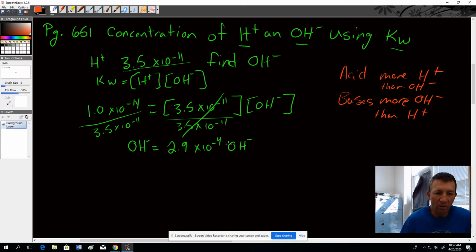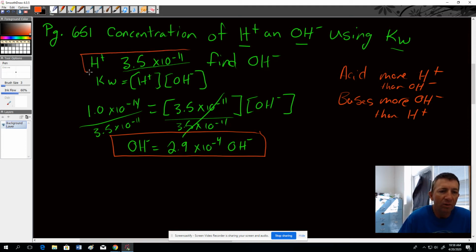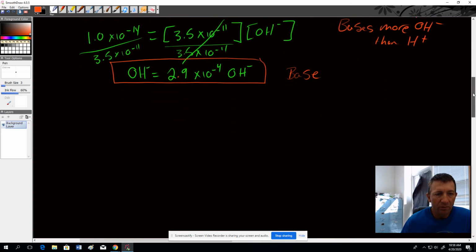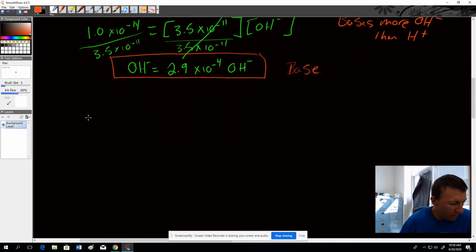So if we look at these two numbers, we have an OH- concentration of that and an H+ concentration of that. So which is greater? Is H+ or OH- greater? Well, OH- is greater right here, so that means we have a hydroxide concentration, OH-, which is greater, therefore this is going to be a base. Okay, all right, let's just go ahead and do another problem right here.